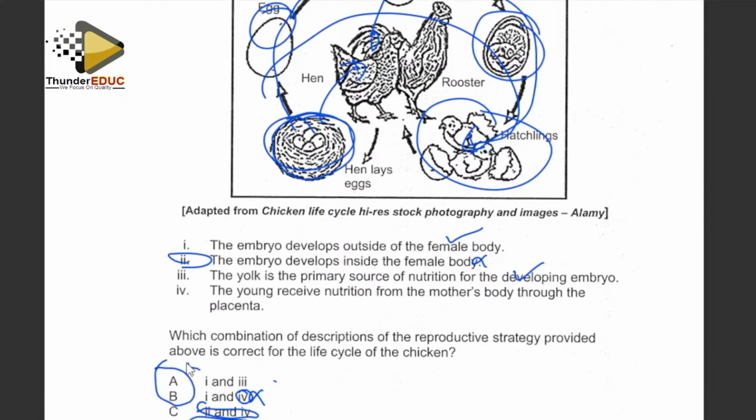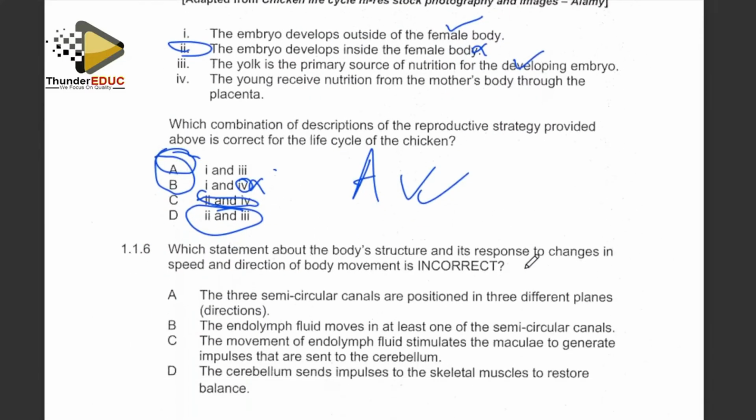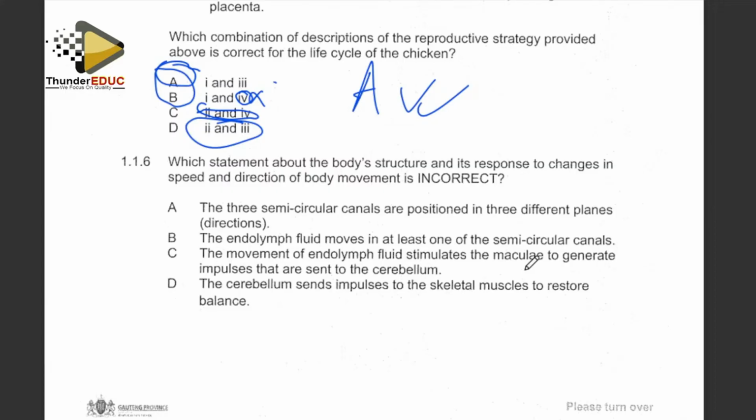So it means that A becomes the most correct answer. So 2 marks there. Right, we continue. Which statement about the body's structure that is responsible for change in the speed and direction of the body movement is incorrect? So they are saying that is incorrect.